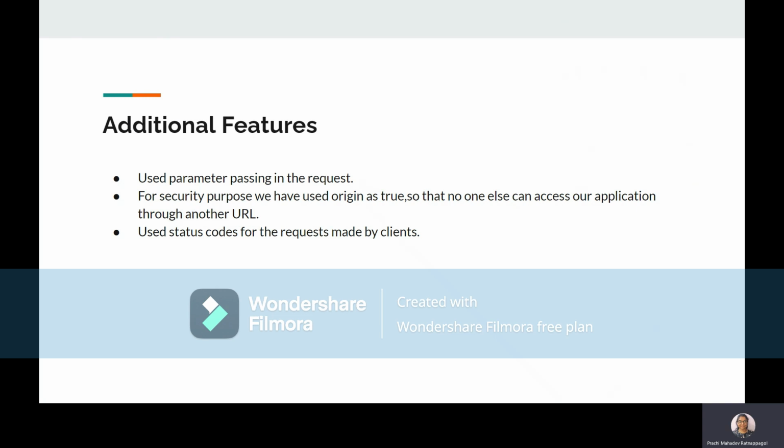Additional features that we have used in this application: we have used parameter passing in the request. The parameters are name and phone number, given by the client to the server. For security purposes, we have used origin as true so that no one else can access our application through a different URL. Also, we have used status codes for the requests made by the clients. The status codes can be 200 or 400, which would be returned back to the clients.